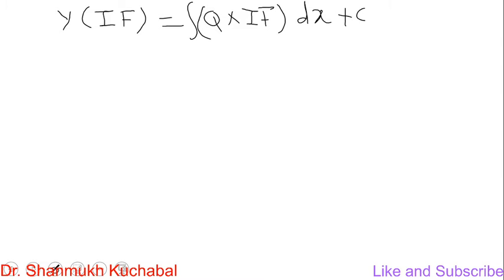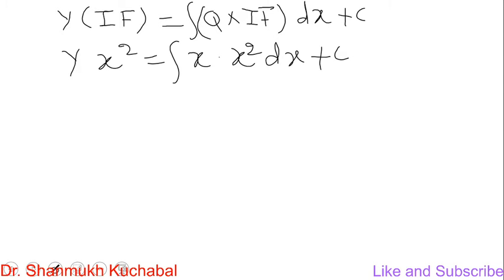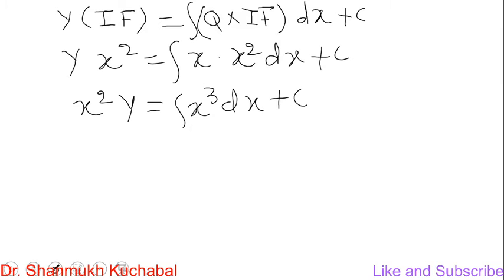So y as it is, the integrating factor we have calculated is x square, equal to the integral of Q, which is x, times the integrating factor x square, dx, plus C. So we get x square y equal to the integral of x cube dx plus C. The integration of x cube is x raised to 4 divided by 4, plus C.